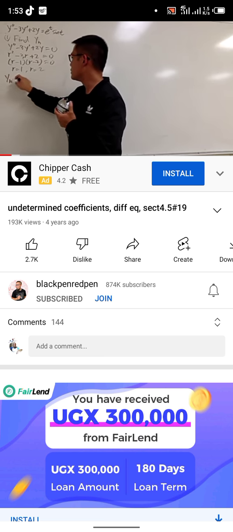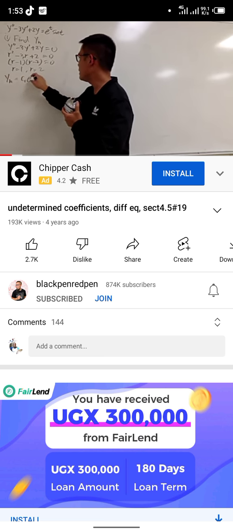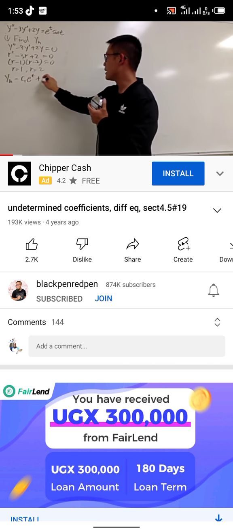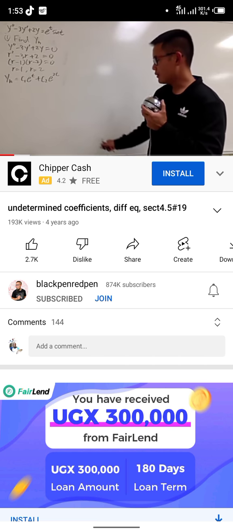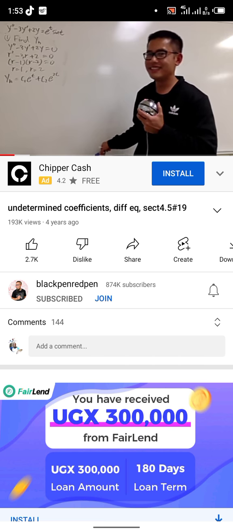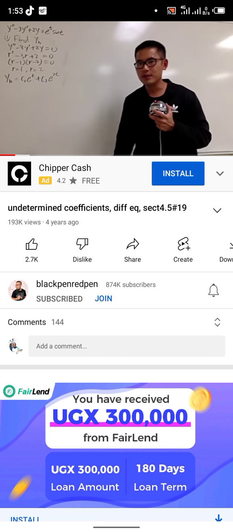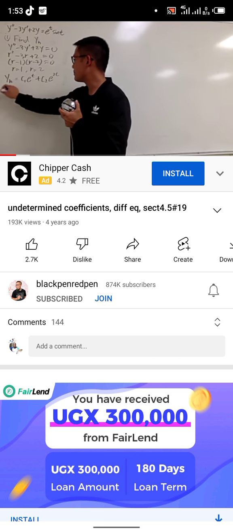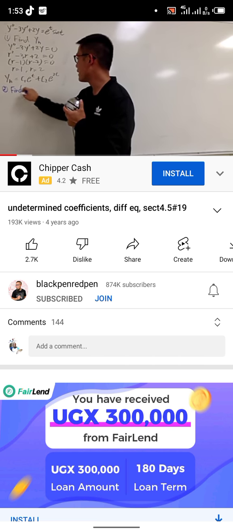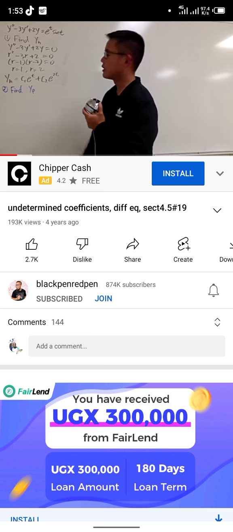From here, you know y_h is going to be C1 e to the 1t, so let me just put down t, and then plus C2 e to the 2t. So here we have the y_h. And now we are going to be using the method of undetermined coefficients to find y_p for the particular solution. So that's step 2. We are going to find y_p right here.